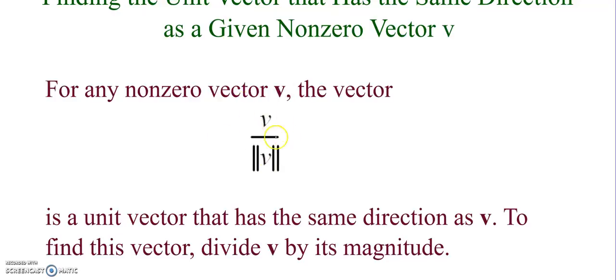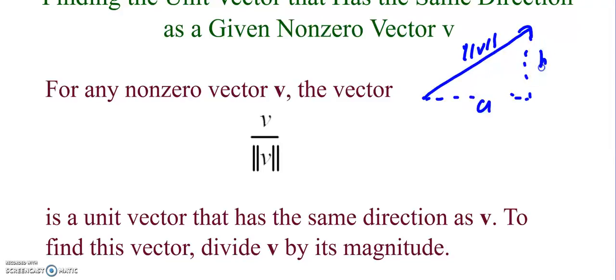This should make a lot of sense because think about similar triangles. Let's just draw a scenario. This is the magnitude of some vector v, and this is its a component and this is its b component, so v equals ai plus bj, and then I want to find a vector in the same direction as this, but with a magnitude of 1. So how do I find this, let's call it x and y component?